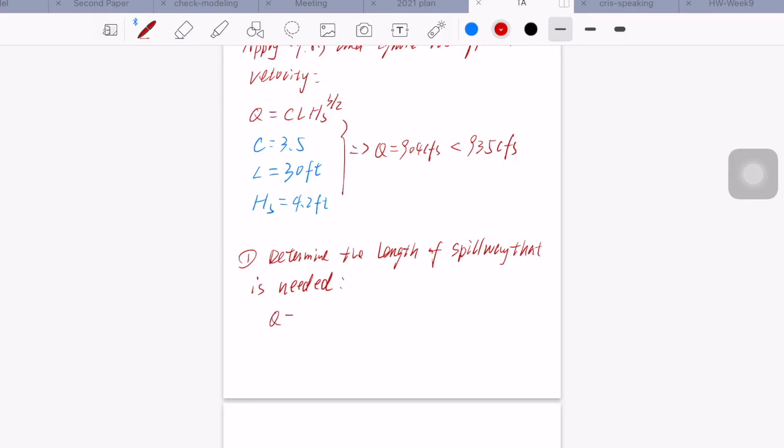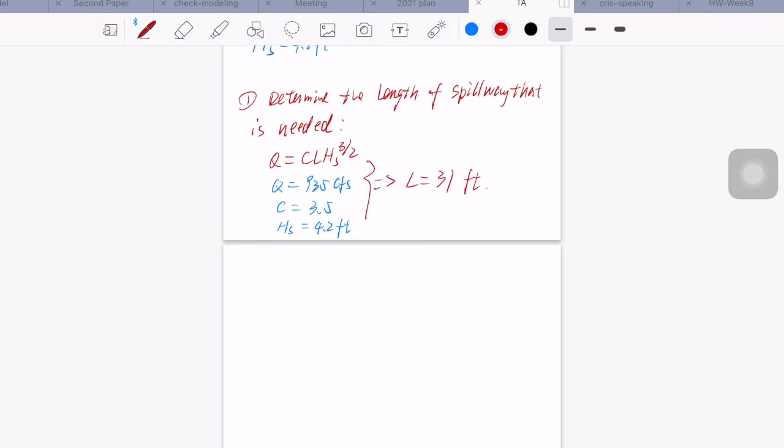Again, Q equals C times L times HS to the power of 3 over 2. And now we know the design flood flow rate equals 935 cubic feet per second, and C equals 3.5, and HS equals 4.2 feet. So now we can determine the length of the spillway should be equal to 31 feet.